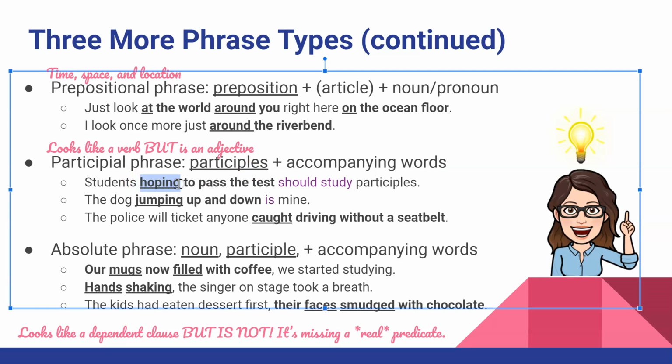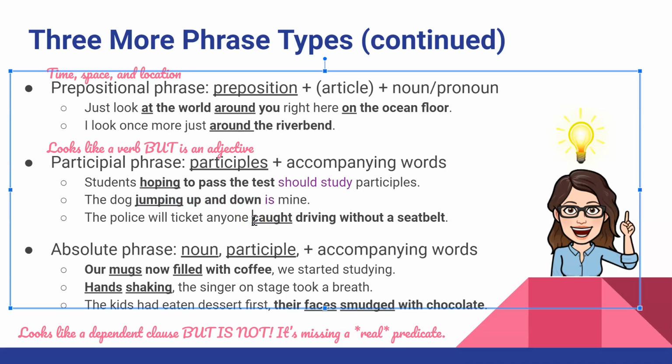Hoping is an ing word that could be a verb, but right now, the phrase hoping to pass the test is a chunk of words describing students. Which students? The ones hoping to pass the test. So we're acting like an adjective. The word jumping could normally be a verb, but right now, it's an adjective. Which dog? The dog jumping up and down.